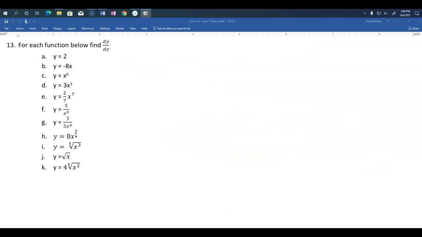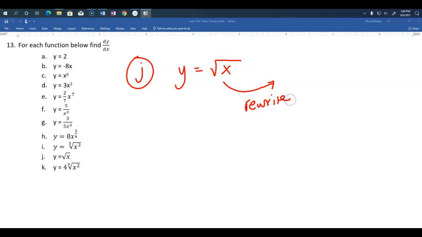Let's go ahead and take a look at J. So once again, we're going to start by rewriting it. And this one's a little bit confusing though because we're missing some numbers, but when you have a root without a number right here, that number is a 2. And when you have a power without a number here, that's a 1. So if I were to rewrite this, it would be x to the 1/2.